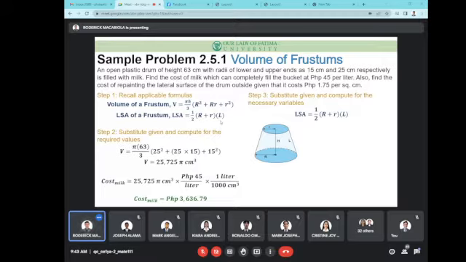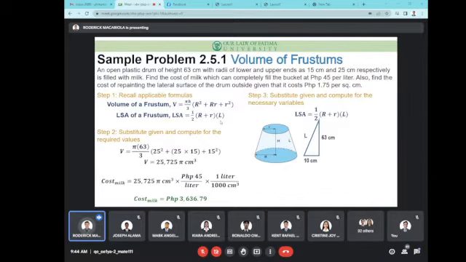Anyone? Paano natin masosolve si L? Anong gagawin natin? Ayan, isulat ko paano gawin si L. Anong gagamitin natin kapag ganyan na nakita nyo? Pythagorean, sir. Very good. Pythagorean theorem.